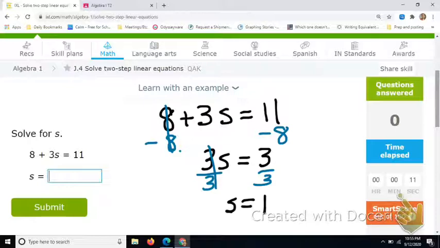And whenever you have your answer, remember, even if it's just mentally, you can check it by plugging it in. 3 times 1, so 8 plus 3 does equal 11. So then I know that it works.